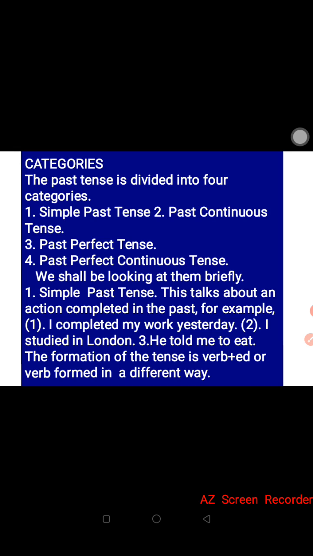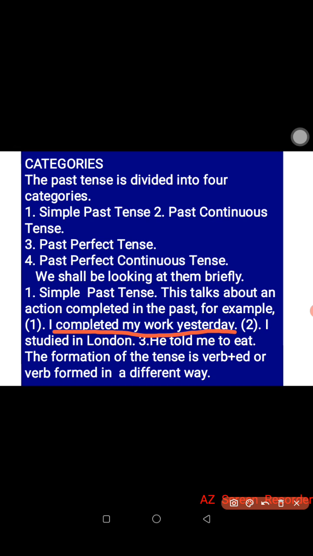1. Simple past tense. The simple past tense talks about an action completed in the past. For example, I completed my work yesterday. Remember, we said this tense talks about an action that is just completed.